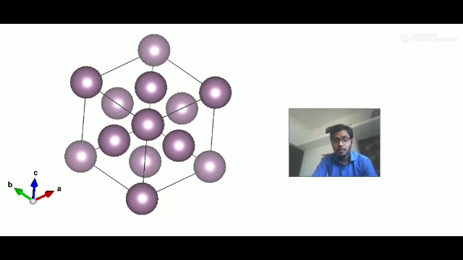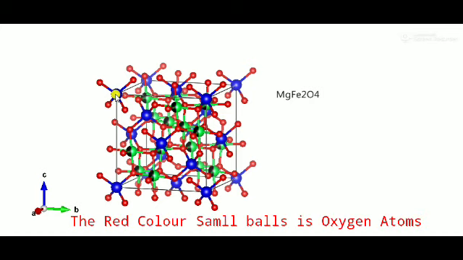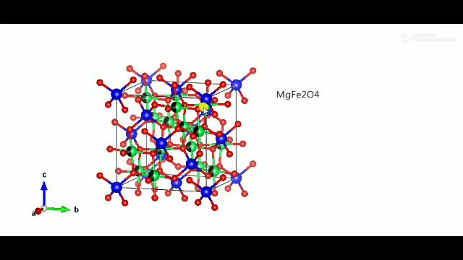Let us see this with an example of MgFe2O4. Here the corner atom indicated in blue color is the Fe atom, the iron atom. This is a tetrahedral position, and this is also a tetrahedral position. I will let you know what tetrahedral and octahedral positions are, and why they are called tetrahedral and octahedral.